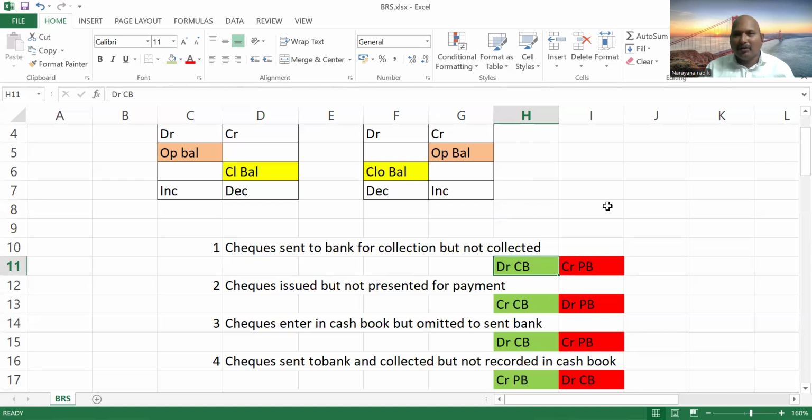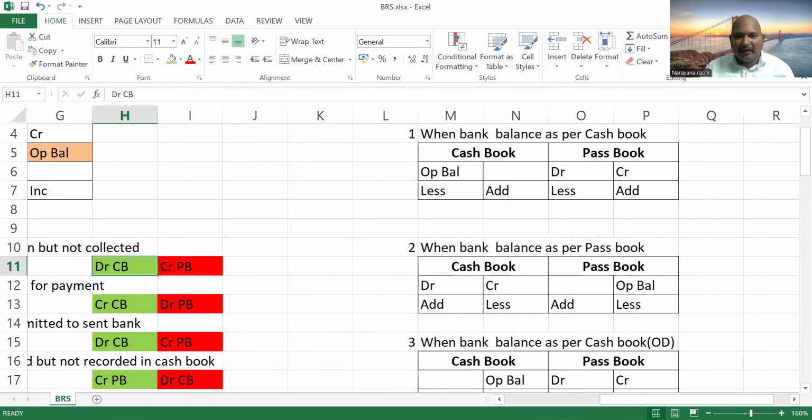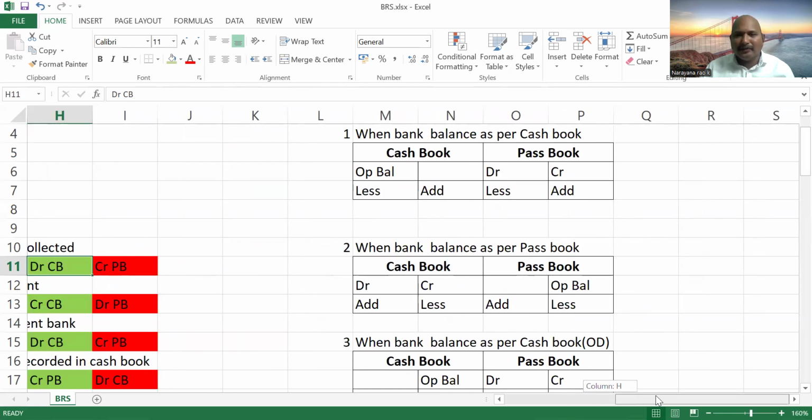Next, we go to how to prepare the bank reconciliation statement. Before that, here we want to know how many types of balances are there. Generally, in the cash book, there are 2 balances. If our balance is always on the debit side, it is a favorable balance. Whereas on the credit side, as we already discussed, an overdraft or cash credit is there. For that purpose, we have a credit balance. It shows the credit balance.